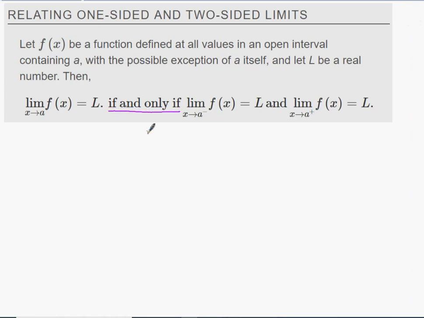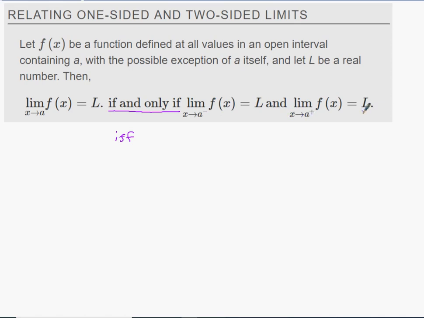Whenever you see the statement "if and only if," which we sometimes abbreviate as IFF, that implies that this is a relationship that works in both directions. So we could say that the limit of f of x as x approaches a is L if the limit of f of x as x approaches a from the left is L and the limit of f of x as x approaches a from the right is L.